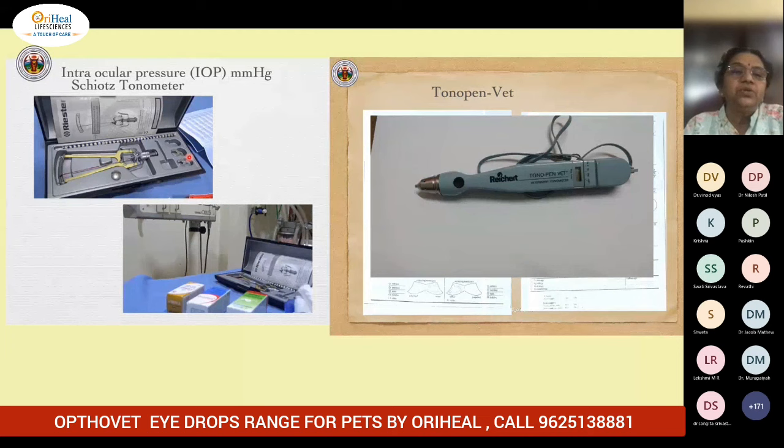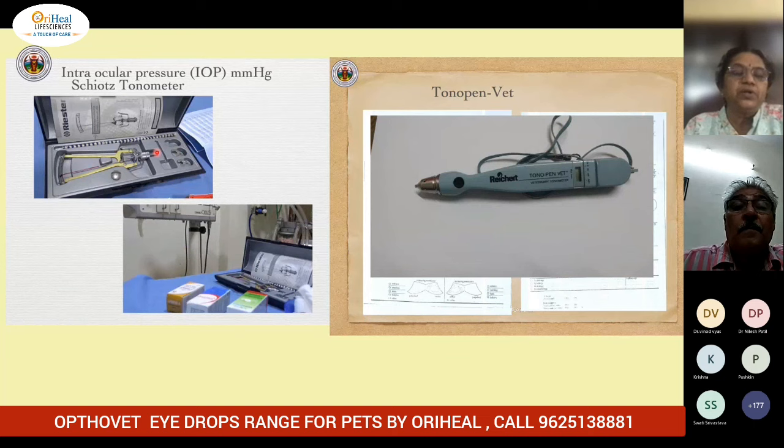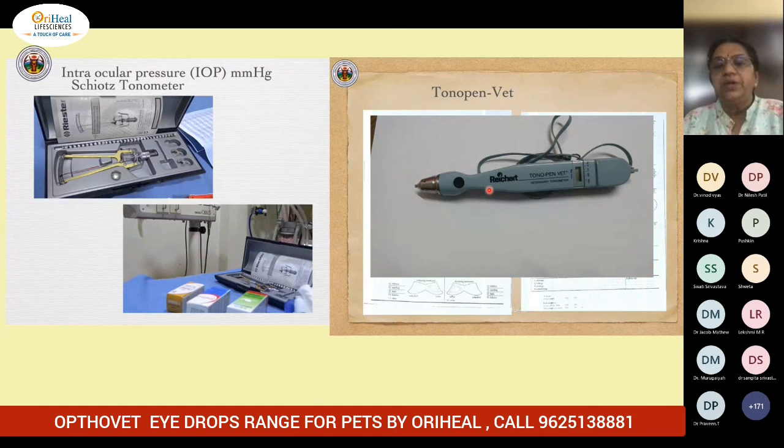I am actually very happy to use the Schiotz tonometer. That is what we were using early, and I am very good at using the Schiotz tonometer, I should say. The only thing is, you should have a very good calibration and see that the scale reading is zero prior to use. One disadvantage of the Schiotz tonometer is you need an almost normal cornea. There should not be any lesions on the cornea. But with the help of a Tonopen, even if there is a corneal ulcer, you will be able to take the measurement.